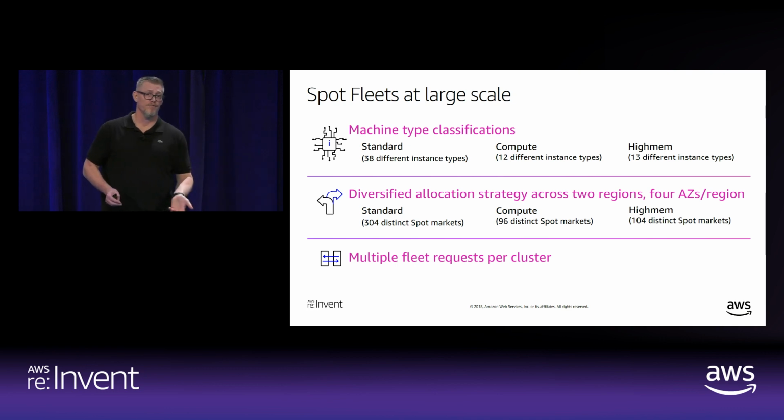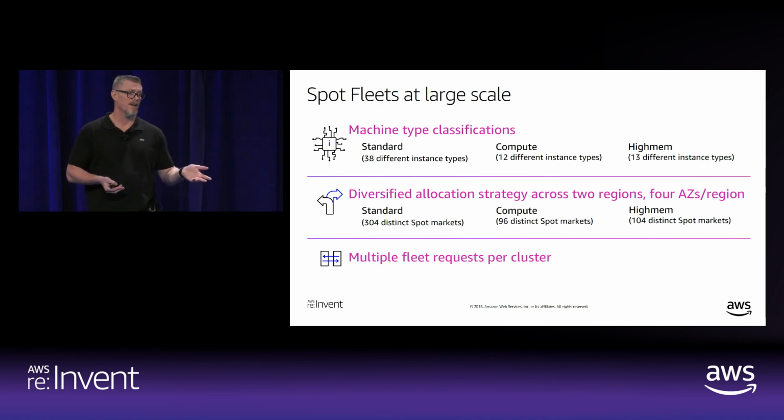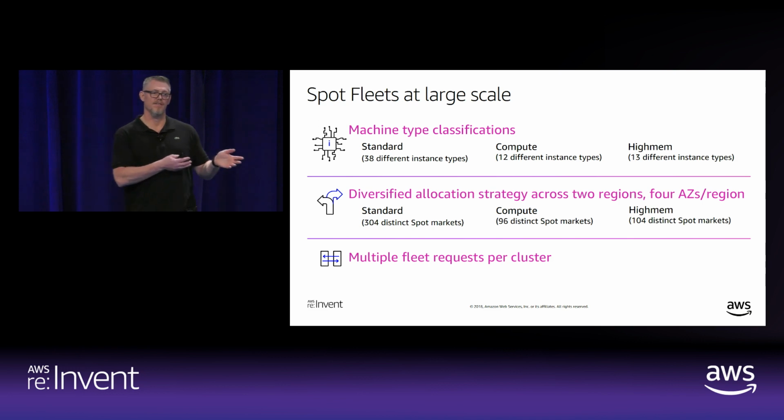So not only does it get your fleet up quickly, but it also has a nice side effect that your instances are spread out across a large number of spot markets. What that means is you have fewer instances in any individual spot market. That way, if you do get a termination event in a specific spot market, odds are you don't have an awful lot of compute in that individual market.